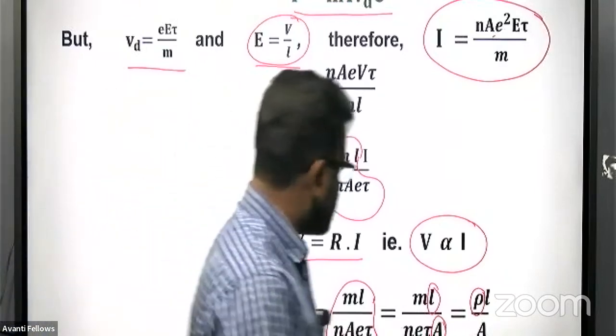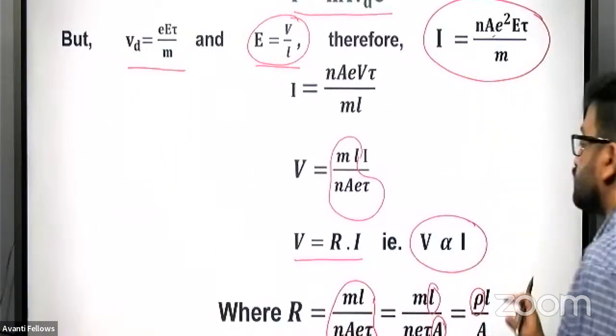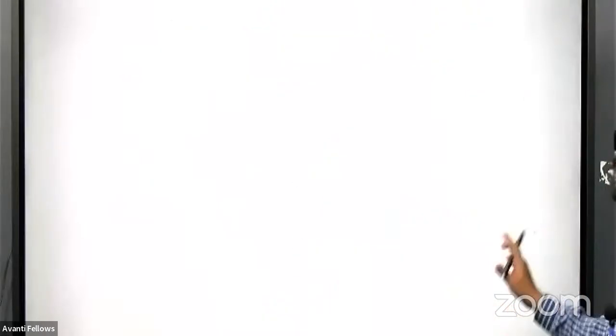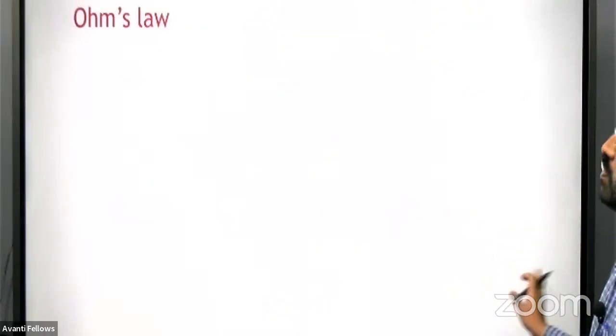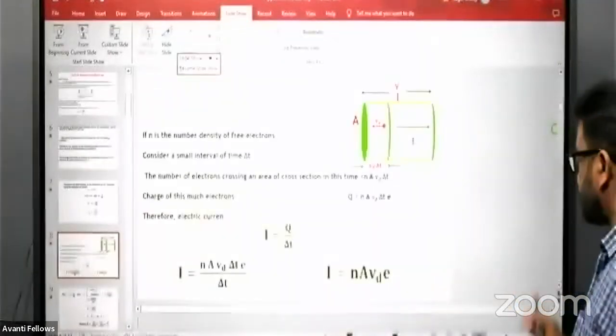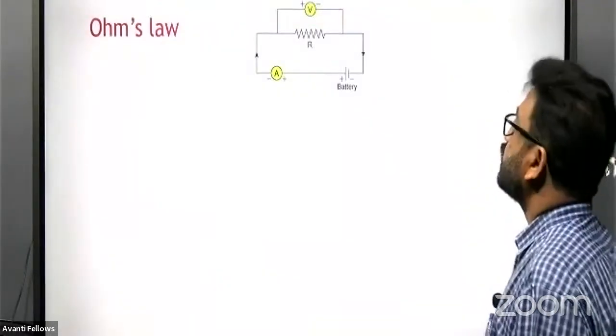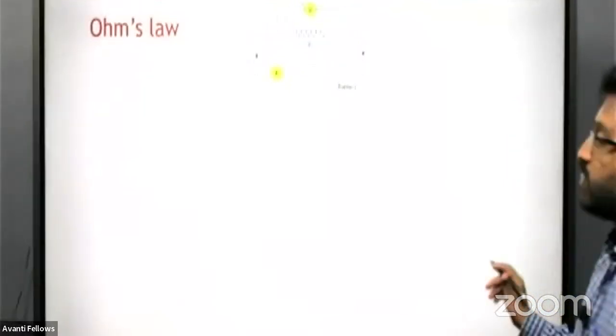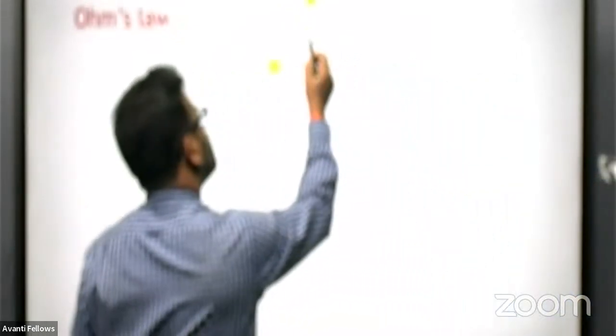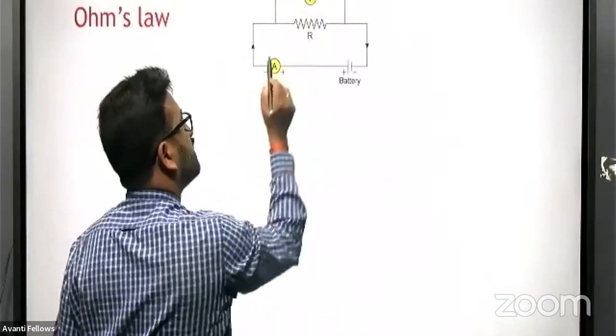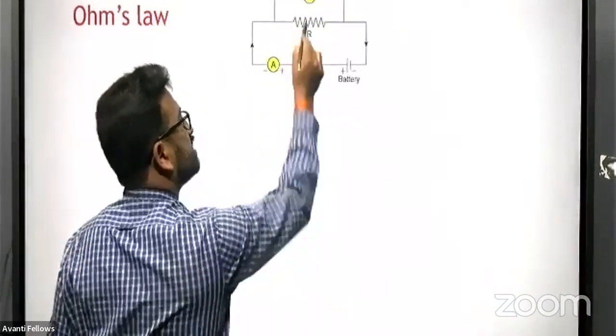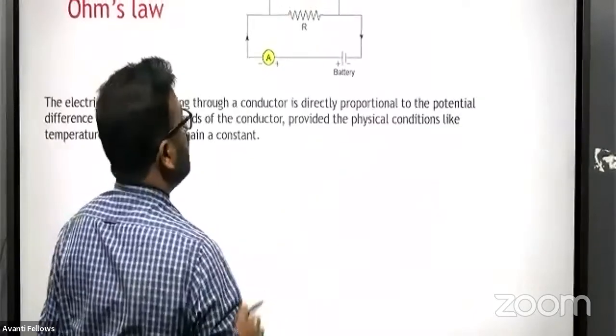Rho is the resistivity of the material. Now, Ohm's law. Of course, we studied Ohm's law in class 10, basic facts we have studied. Still, we want to move on to the applications of Ohm's law. The basic things required for Ohm's law are a resistor, voltmeter, ammeter, and supply.